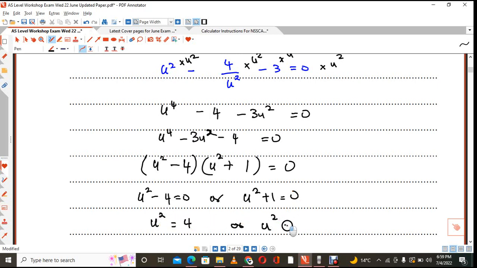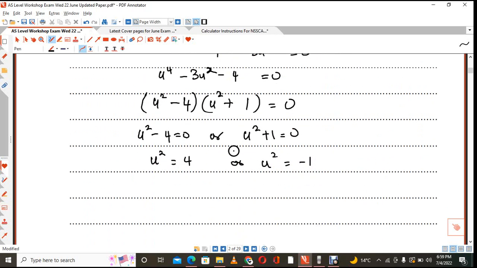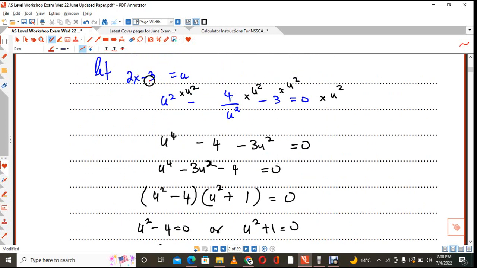You will have a problem in this one here. It will be invalid, because the square root of a negative number will not exist. So we're just going to have u equals positive or negative the square root of 4. That's what you do when you take the positive and the negative root. So the answer will be positive 2 or negative 2. But we're not looking for that. We're looking for 2x minus 3 equal to 2, or 2x minus 3 equal to negative 2. Remember, our u was 2x minus 3.